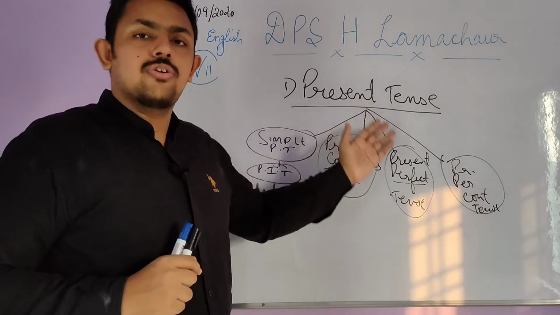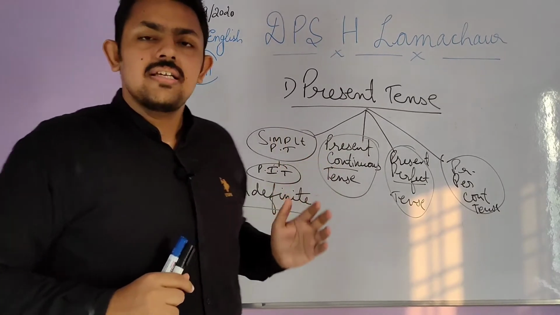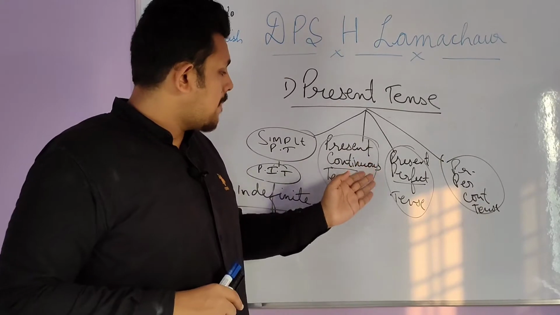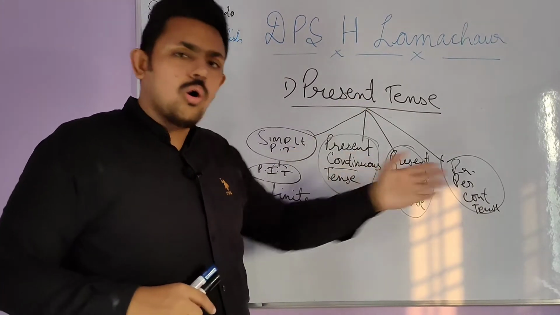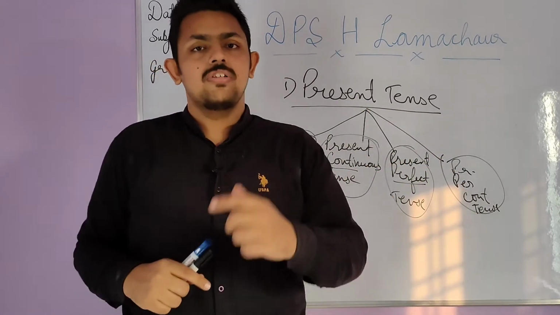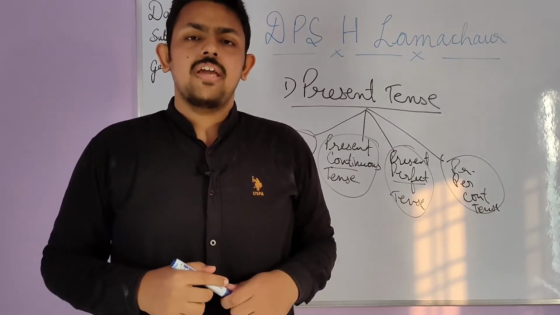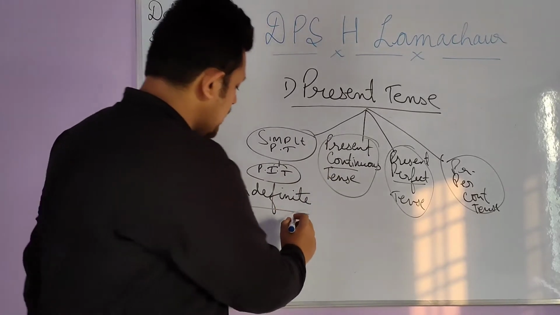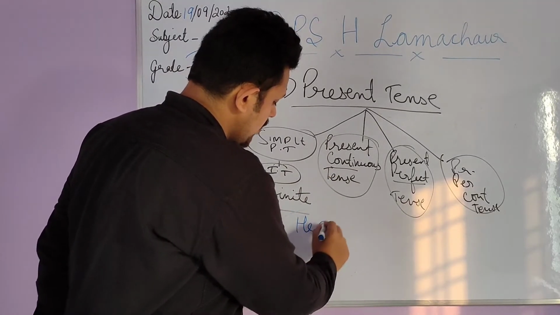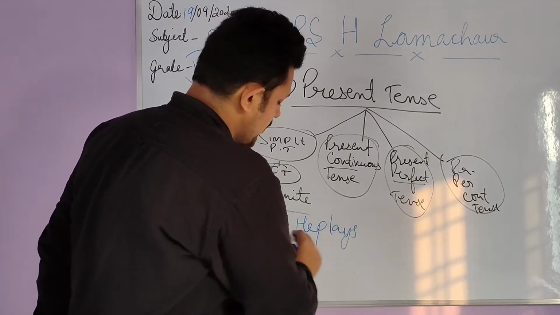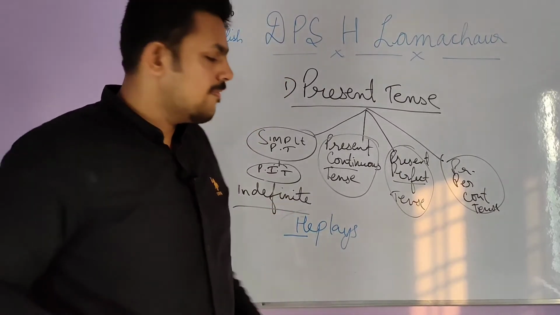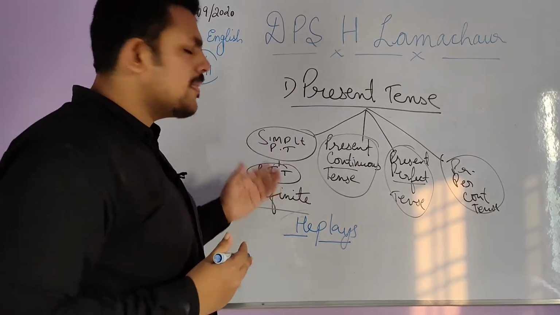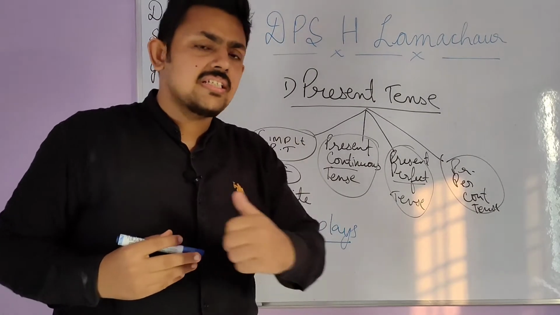So firstly, I have introduced you to the present tense. Now I am going to introduce the second tense, that is past tense. All four categories will be there there too. Firstly, we have the simple present tense. See the example, he plays. We have a subject, he, and a verb, plays. So it is a simple present tense. The action is happening in the present time.